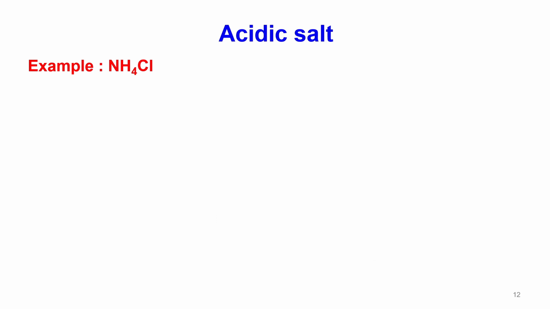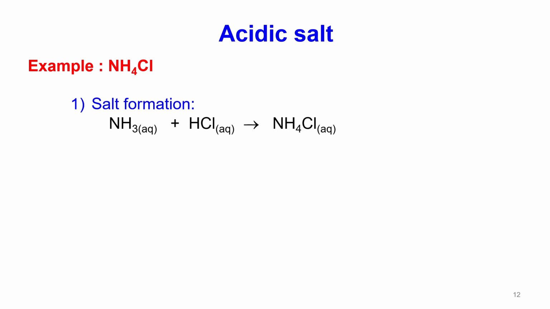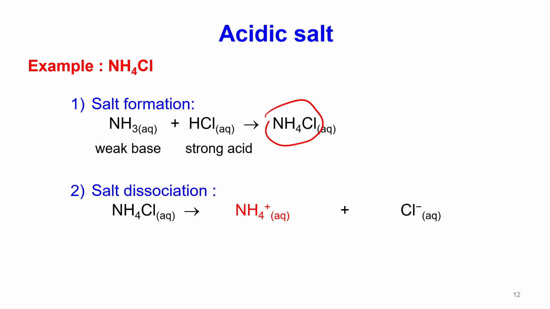Next, example we have NH4Cl. NH4Cl came from ammonia and hydrochloric acid. So ammonium chloride came from weak base. Ammonia is a weak base. HCl is a strong acid. Thus the dissociation of the salt will produce NH4 plus aqueous and Cl minus aqueous.